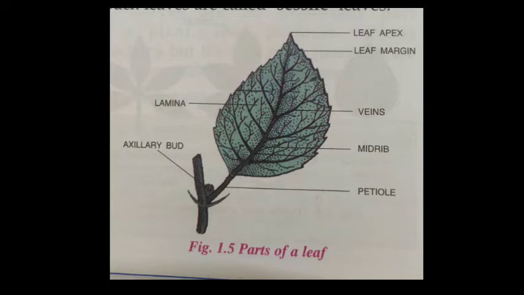The green, flat and broad part of the leaf is known as lamina or leaf blade. The outer edge of the lamina is known as the leaf margin. The petiole further continues into the lamina as the midrib. It laterally gives out fine branches called veins, as shown in the picture. Petiole, midrib and veins conduct water and food.